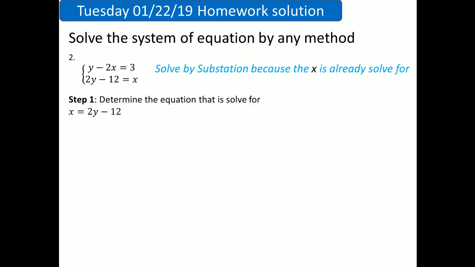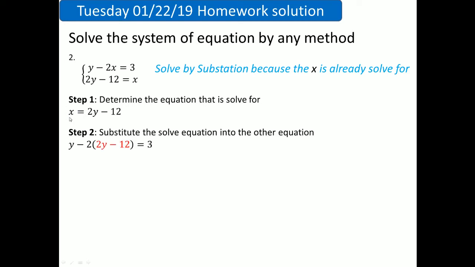So, I'm going to determine the equation that is solved for, which is going to be x equals 2y minus 12. It's the only one that the variable is solved for. That means the variable is by itself. So, what I can do is substitute the solved equation into the other equation. The original equation is y minus 2x equals 3.